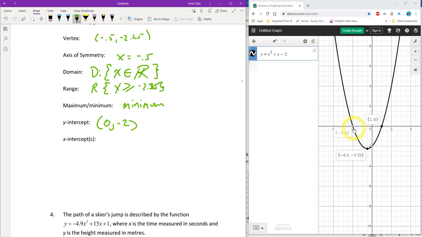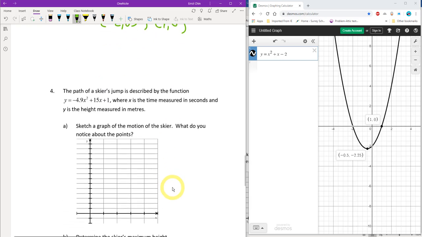What are the x-intercepts? Oh, negative 2, 0, and 1, 0. Okay? So that's easy enough. Desmos is super useful.